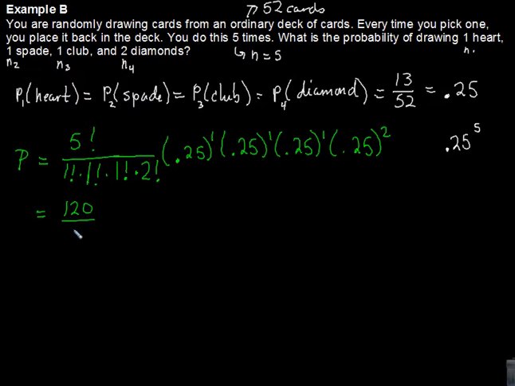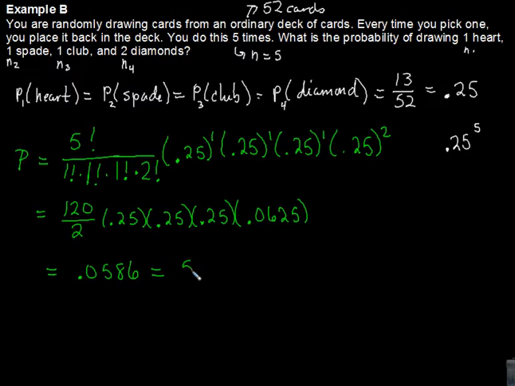5 factorial is 5, 2 factorial is 2, 1 factorials are 1, and if I multiply a bunch of 1s and 2s, I get a 2. Times 0.25 times 0.25 times 0.25 times 0.0625. And when I multiply that all together, I have a 5.86% chance of just randomly drawing cards out of a deck and pulling out 1 heart, 1 spade, 1 club, and 2 diamonds. Yes? Yeah, you could put 6%.